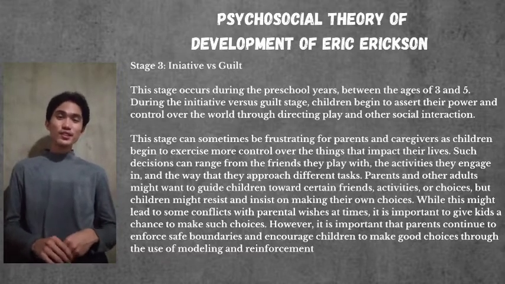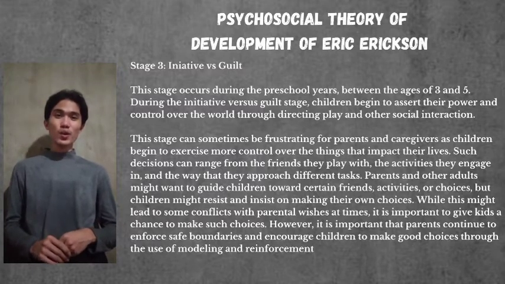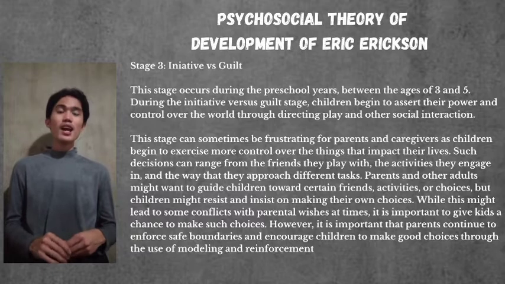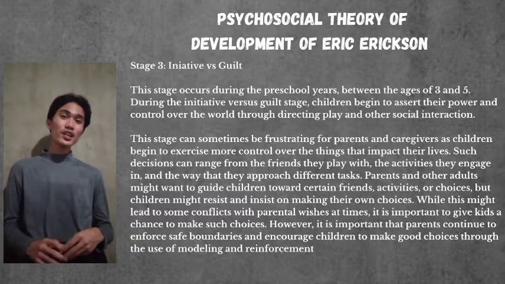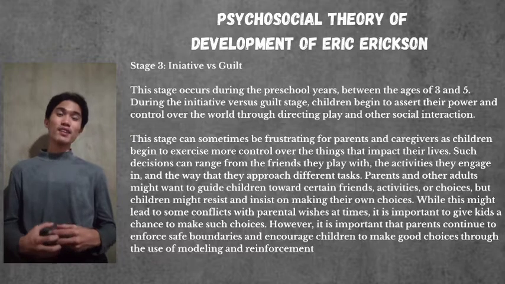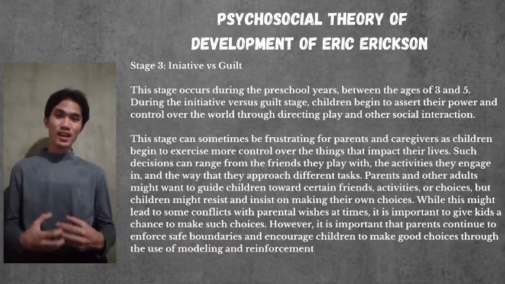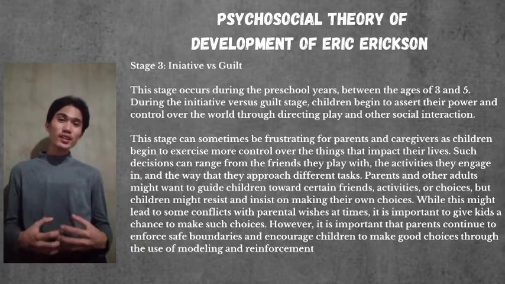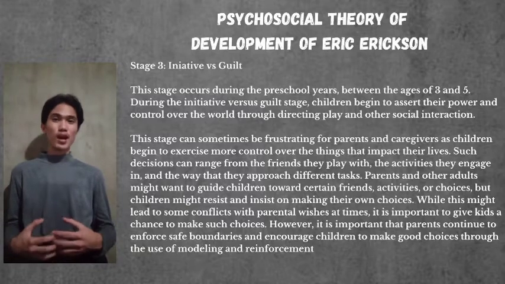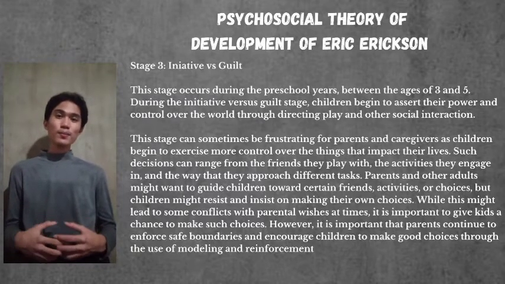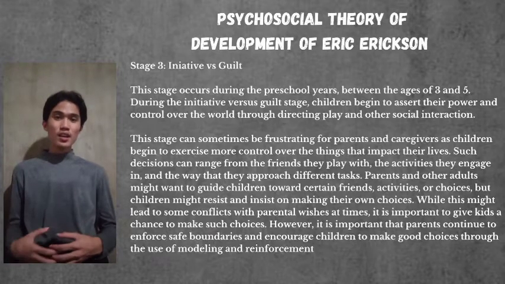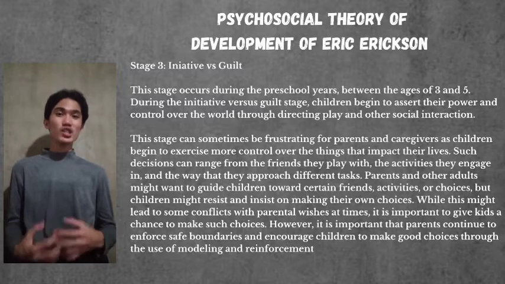During the initiative versus guilt stage, children begin to assert their power and control over the world through directing play and other social interaction. If they have successfully completed the earlier two stages, kids now have a sense that the world is trustworthy and they are able to act independently. Now, it is important for kids to learn that they can exert power over themselves and the world. They need to try things on their own and explore their own abilities. By doing this, they can develop ambition and direction.